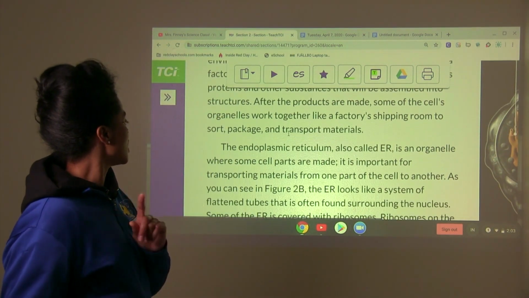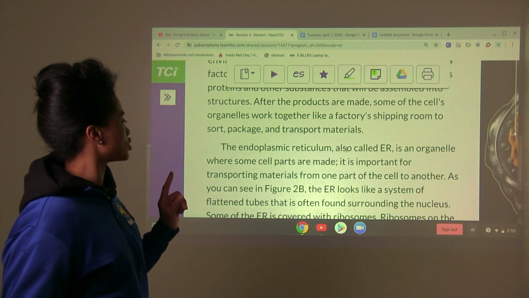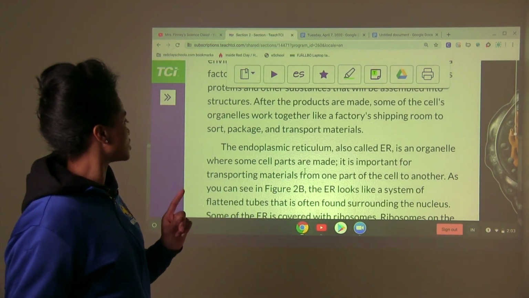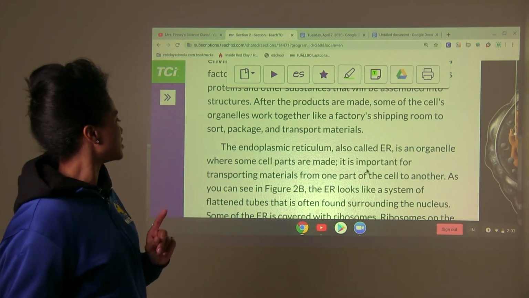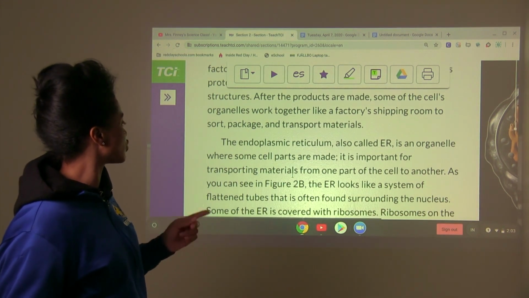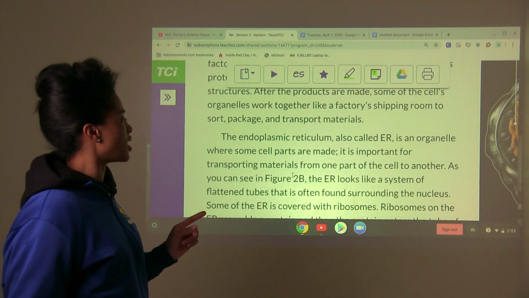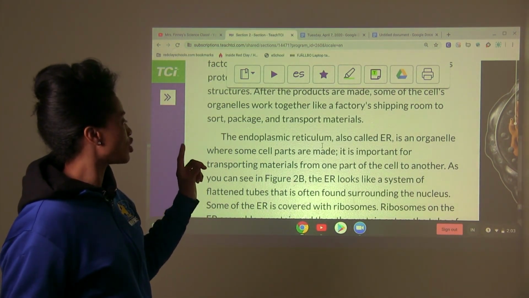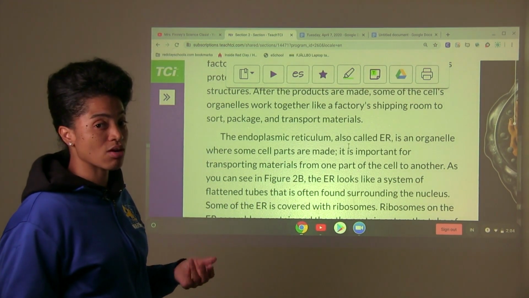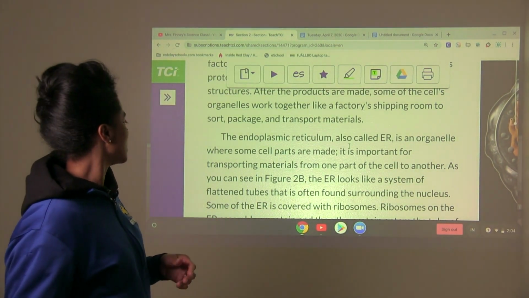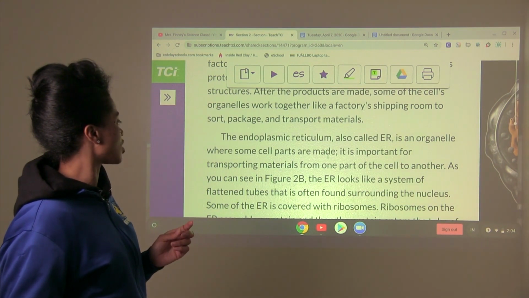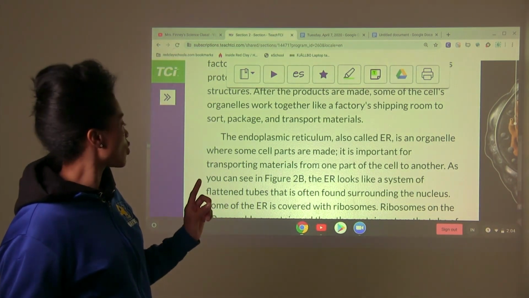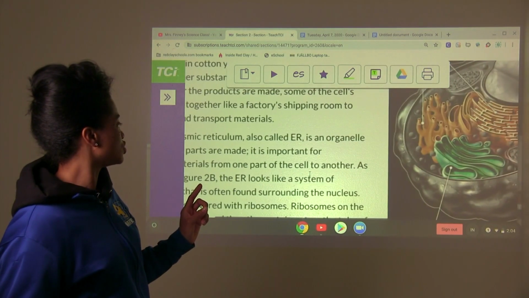All right, pay attention. Here is the next one. The endoplasmic reticulum, also called ER, is an organelle where some cell parts are made. It is important for transporting materials from one part of the cell to another.